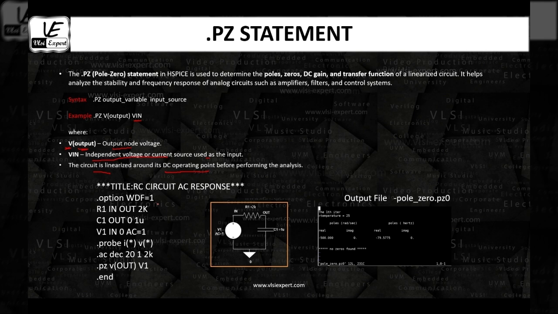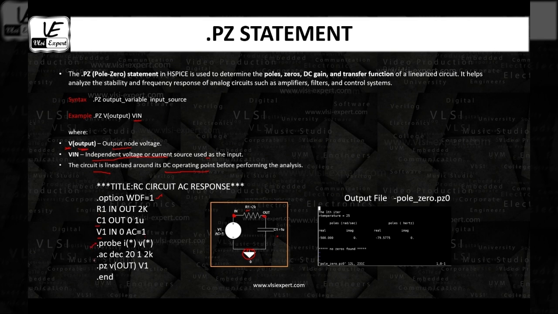We already know that there are no zeros, only one pole is present. So first we write .option WDF=1. This enables the waveform and output files to get generated. Then we have resistance R1, which we have discussed already. This is the resistance R1, connected between the input and the output node. The value is 2 kilo ohm. Then we have a capacitor connected between out and 0, with a value of 1 microfarad. Then we apply a voltage source between the in node and 0, which we also call the ground node, and we have kept the magnitude as AC equal to 1.